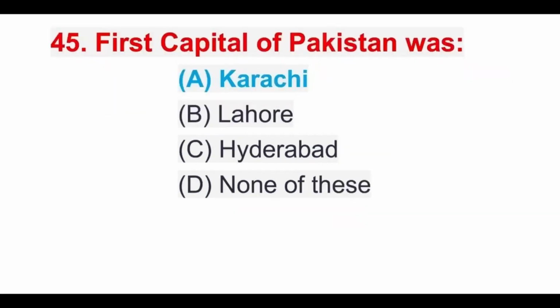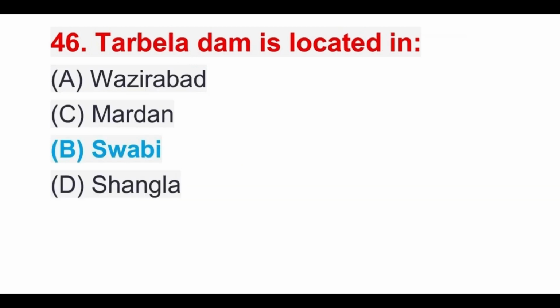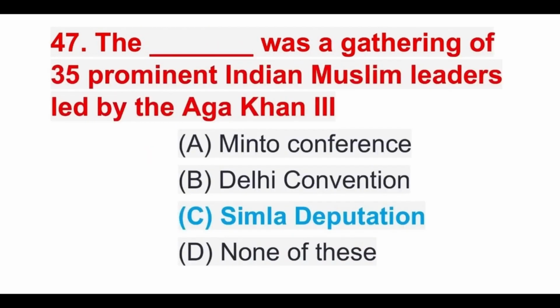Question number 45. First capital of Pakistan was. That answer is Karachi. Question number 46. Karbela Dam is located in. That answer is Swabi. Question number 47. The Simla Deputation was a gathering of 35 prominent Indian Muslim leaders led by the Aga Khan III. That answer is Simla Deputation.